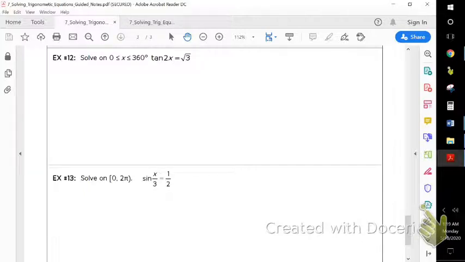All right, so the only thing that's different, instead of writing x equals like we normally would when we go to solve this, we're going to write 2x equals. Now, what quadrant are we in? Where is tangent positive? Well, tangent is positive in quadrant 1 and in quadrant 3. Now, remember, tangent is y over x, which means my y is going to have a square root of 3 and my x is going to have a 1.